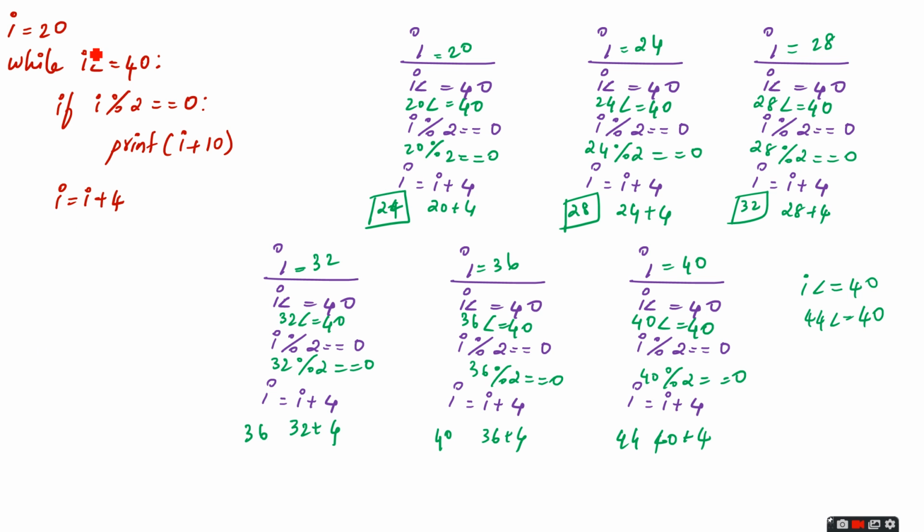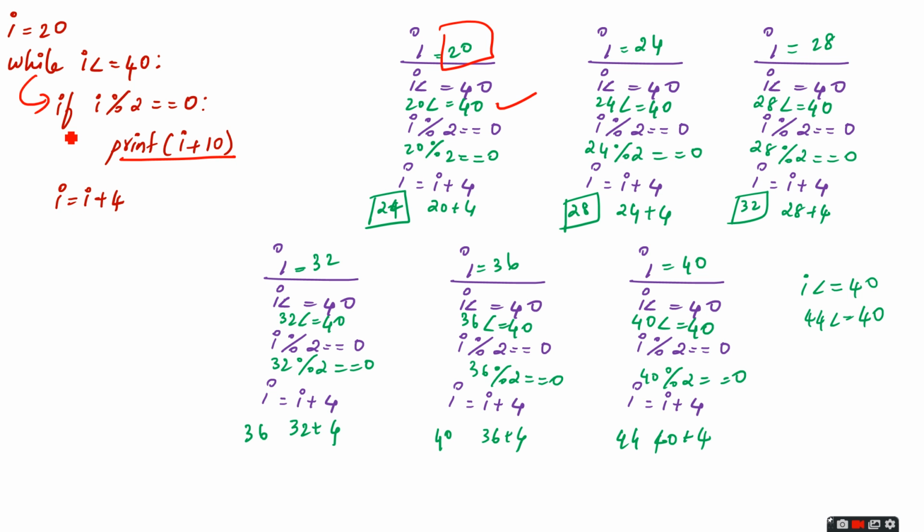Next, see here, I equal to 20. Then while I less than or equal to 40. So first value of I is 20. 20 less than or equal to 40, condition true, will come inside the loop. Inside the loop we can see an if condition. If the condition is true, we will execute the statement.